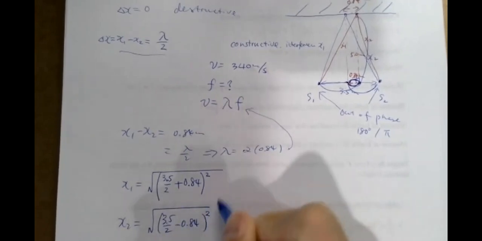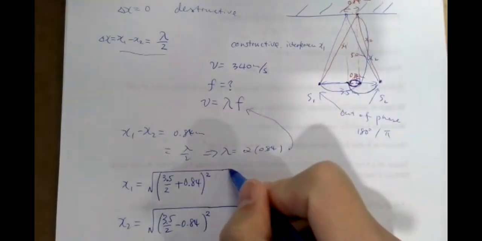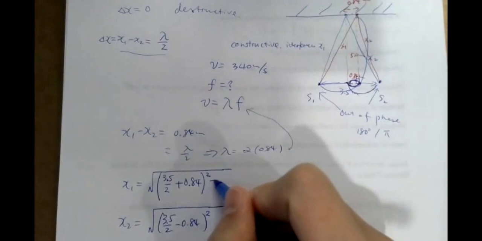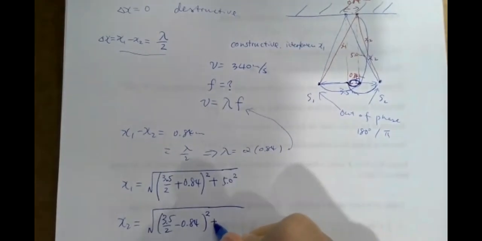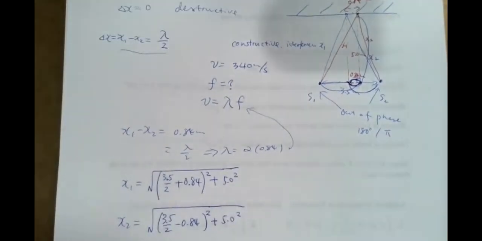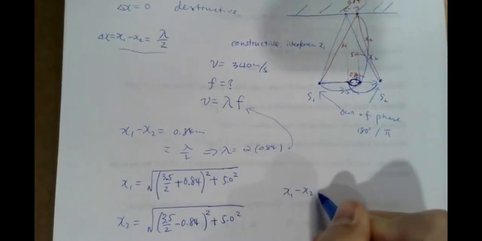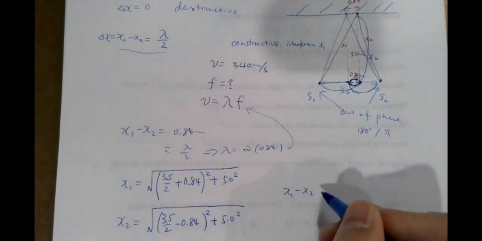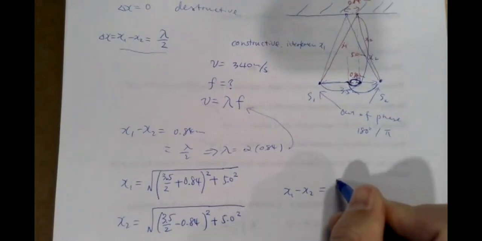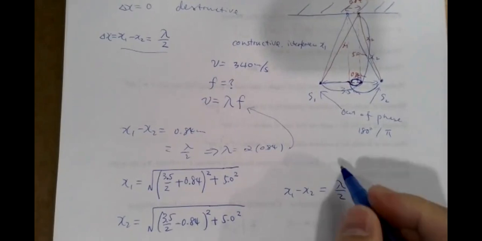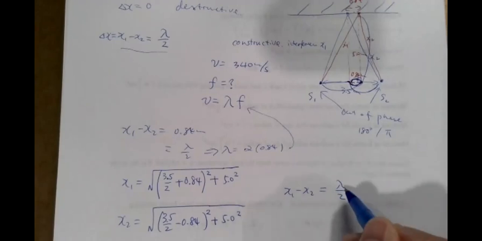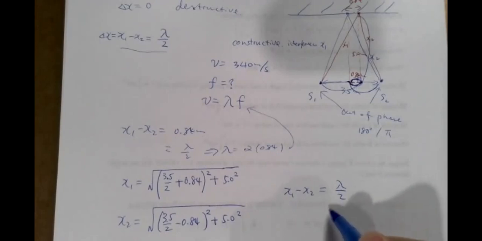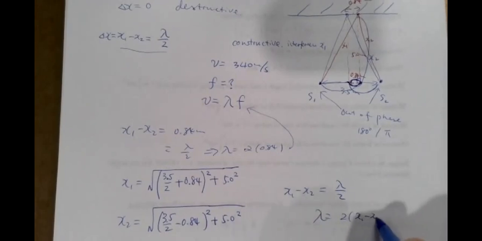And then squared. On this one, this is just one side squared, and then plus this vertical squared, which is 5.0 squared. And here plus 5.0 squared, okay? And then you'll take the difference of those two. So x1 minus x2 equals lambda over 2. I did everything together. This is lambda, so this is half lambda. So lambda is equal to twice x1 minus x2.